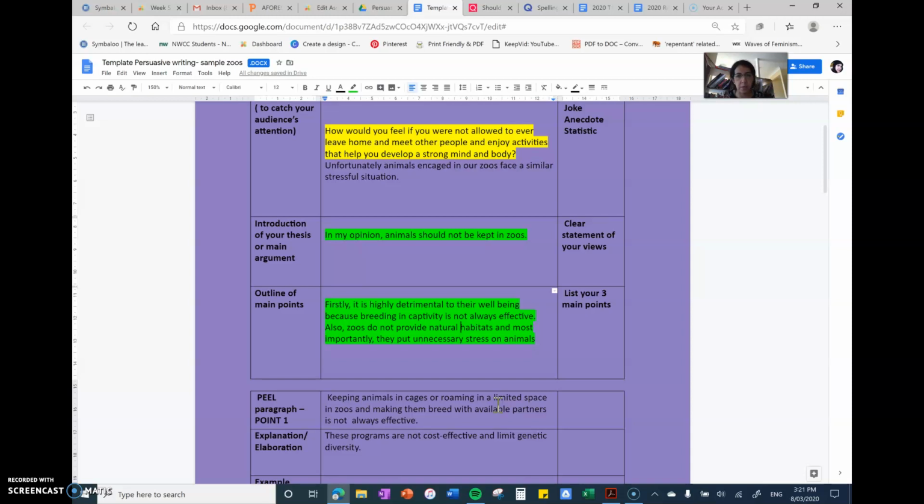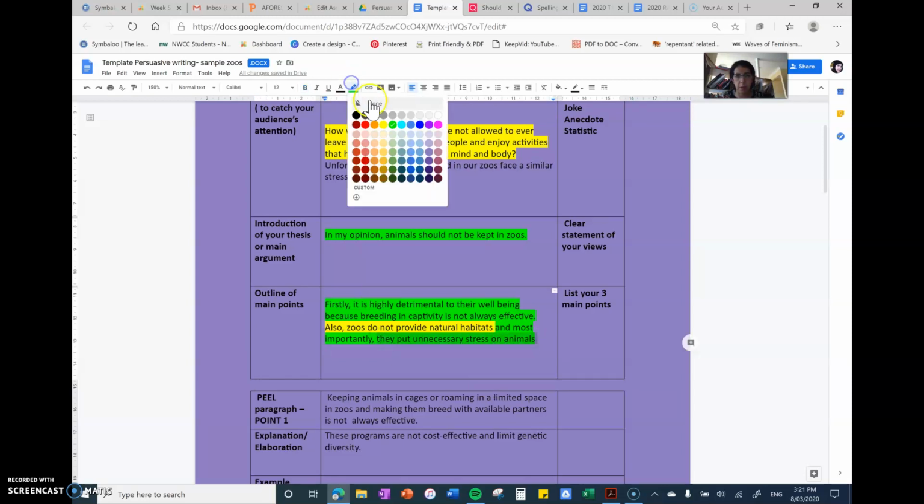Firstly, it is highly detrimental to their well-being because breeding in captivity is not always effective. Also, so I'm going to use a different color so that you can see what my second one is. Also, zoos do not provide natural habitats, and most importantly, they put unnecessary stress on animals. So I'm going to highlight that in a different color.